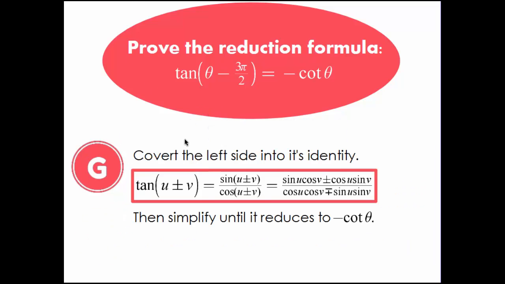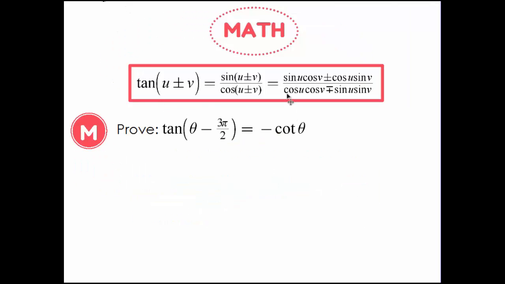My game plan is to convert the left side into its identity and then simplify it until it reduces to negative cotangent theta. The tangent formula, there is a formula that actually has tangents. You simplify this mess over here and it has tangents in it, but it doesn't work all the time, so it's not super useful in practical application. Not that any of this is super practical, but it's better to just use this formula so you only have to remember 2 of them instead of 3, especially since the third you can't count on all the time. So we're going to use those to solve this problem.